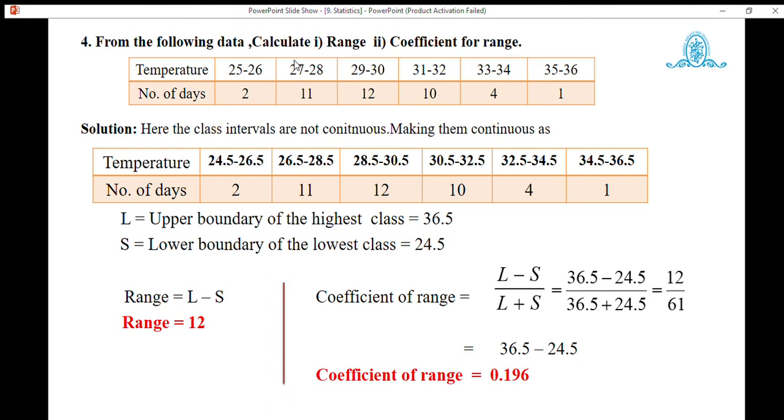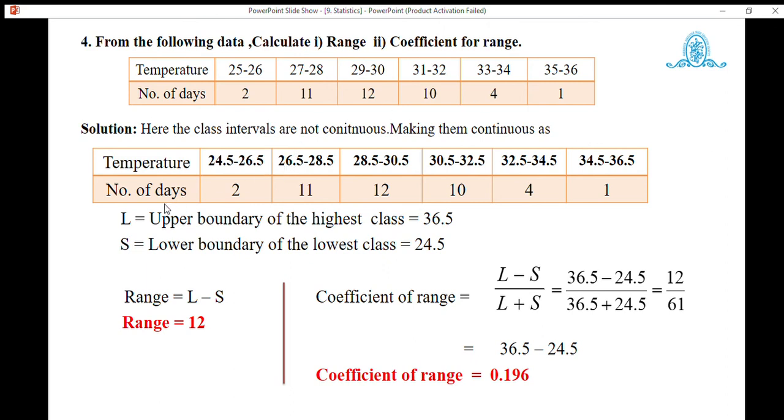27 minus 0.5 is 26.5, here we subtract, here we add. 28 plus 0.5 is 28.5. Subtract, add: 28.5, 30.5. Subtract here, add in the upper limit: 30.5, 32.5. Now you can observe in this table that your class intervals are continuous. After making them continuous, we can go for identifying L and S values. There will be no change in the frequency row, the number of days. The frequencies will remain the same, 10, 12, 2, 11, 12, 10, 4, 1, and so on.